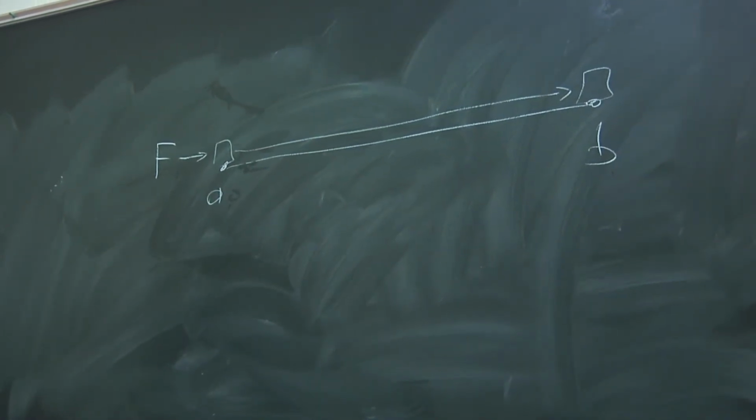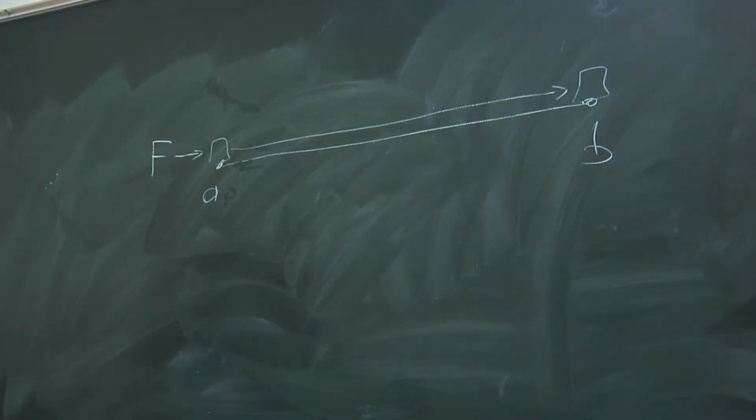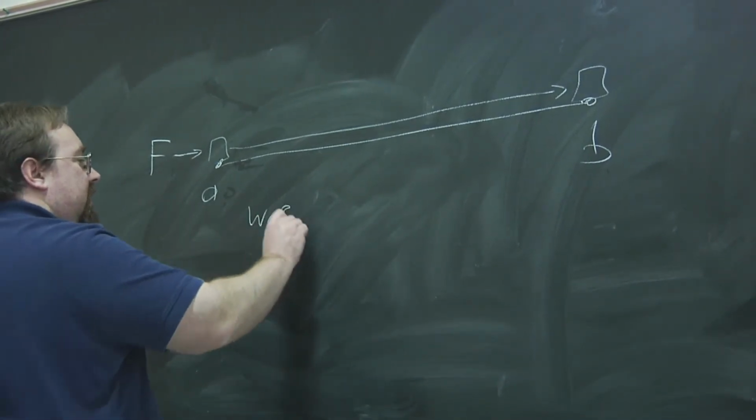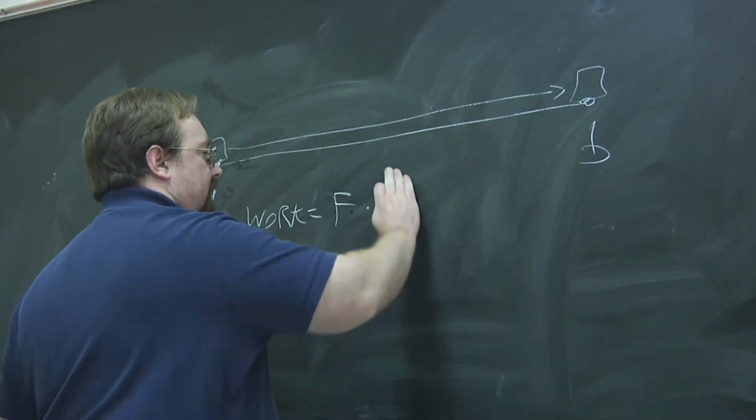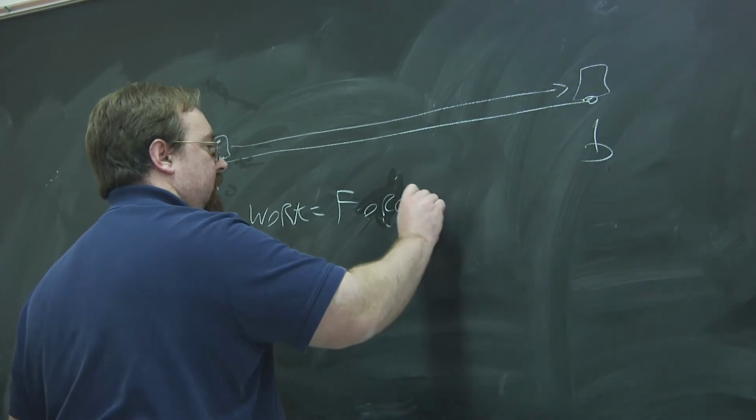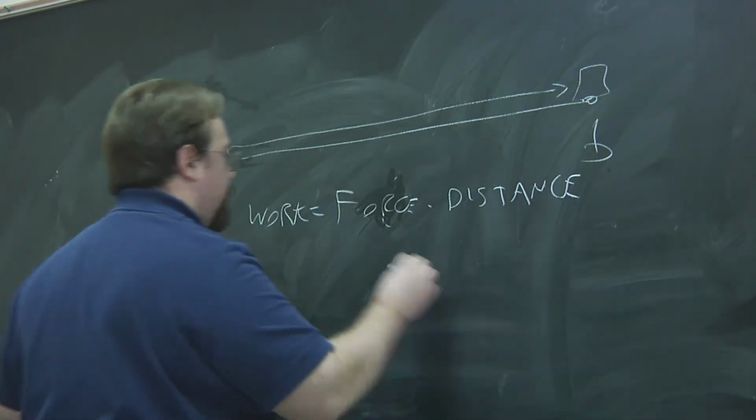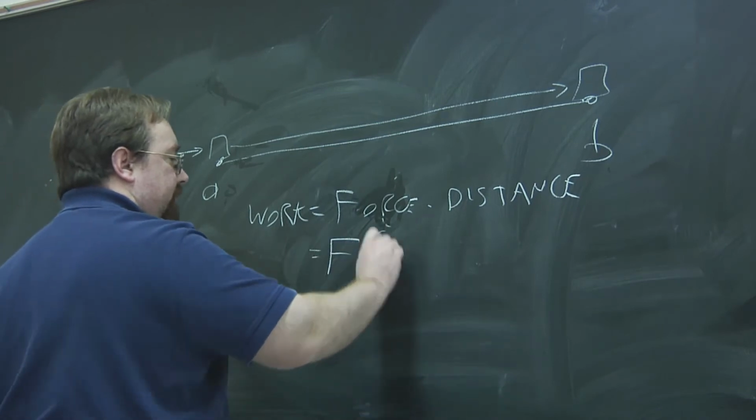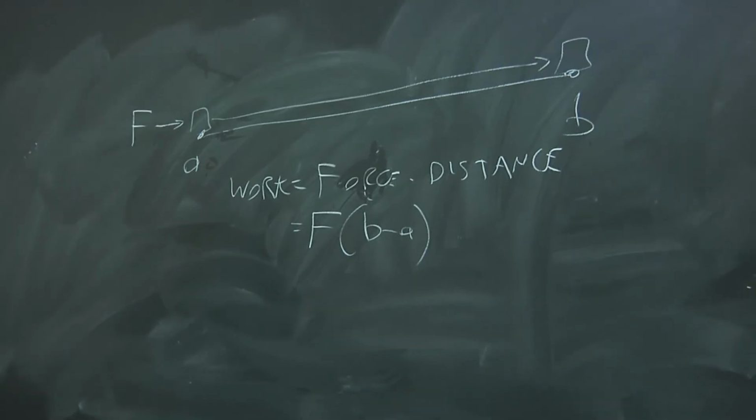Then you may remember from physics, and it comes up from time to time in certain calculus classes, that the work done is force times distance. So in constant force, it's just going to be F times B minus A in this case. So that's the very simplest case.